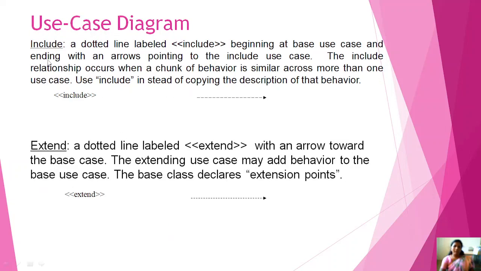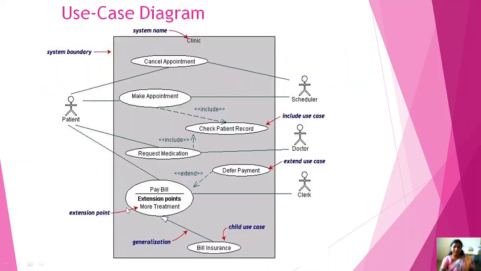And there are two more relationships, include as well as extend. So include is a dotted line labeled include, with an arrow pointing from the base use case to the included use case. If the use case is mandated to be included, then you can use the include notation. And if it is optional, or if you want to extend a particular use case with some additional behavior, then the extend relationship can be used.